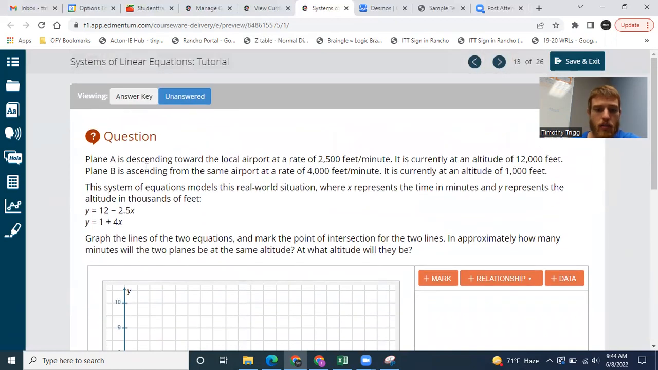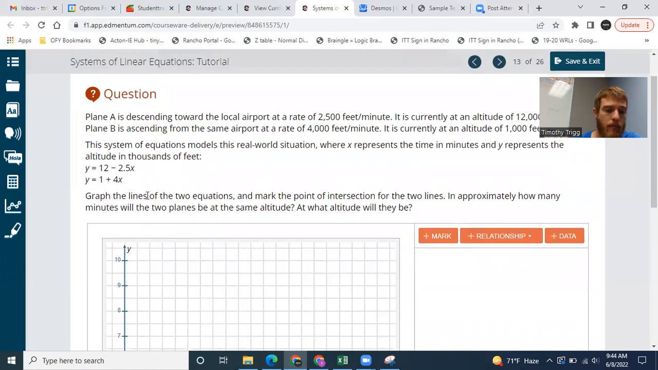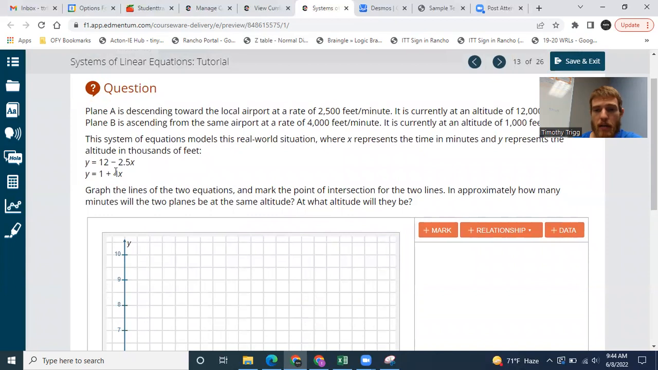So if we read the situation here, we're talking about two planes that are flying. Plane A is descending, going down, towards a local airport at a rate of 2,500 feet per minute. It is currently at an altitude of 12,000 feet. Plane B is ascending, going up, from the same airport at a rate of 4,000 feet per minute. It is currently at an altitude of 1,000 feet. So we have these two systems basically because of that.